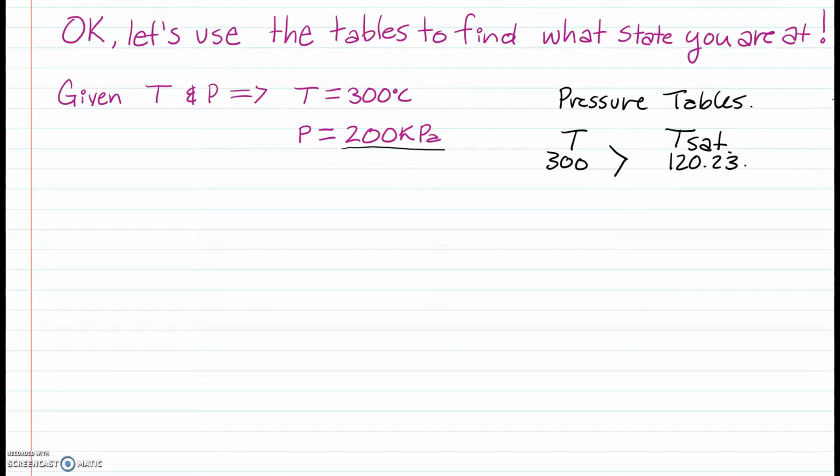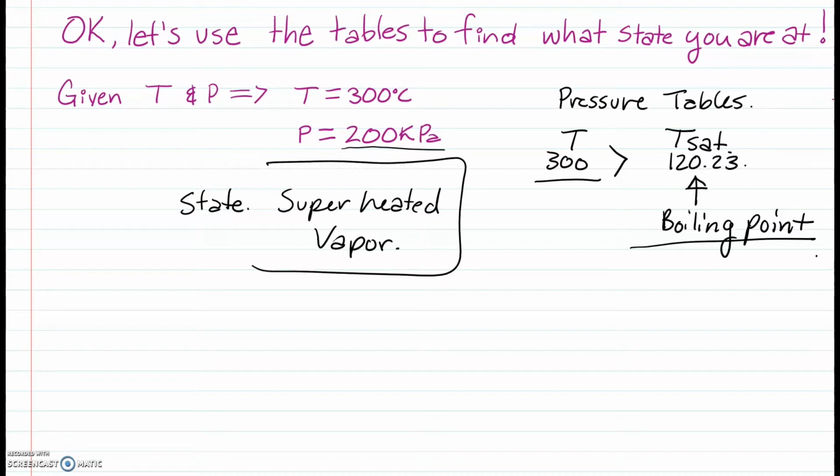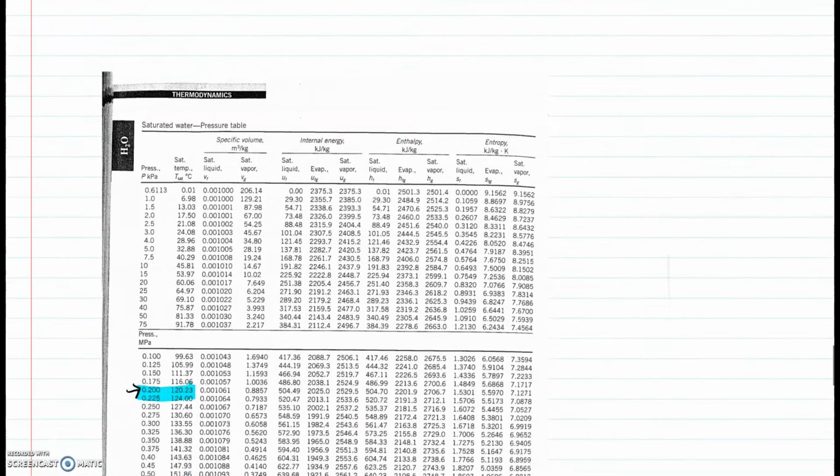So our T is greater than Tsat, which means, if we can remember, this Tsat is actually the boiling point. And so if our temperature is much greater than the boiling point, what can we say about this? Well, we can say that the state is in fact a superheated vapor. And from this, you can use those superheated vapor tables to find stuff like specific volume, enthalpy, entropy, all those properties. Anyway, that's it for this video. Thanks for watching, guys.